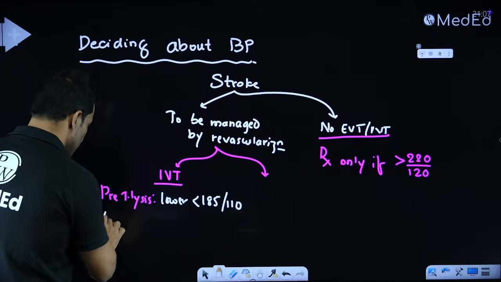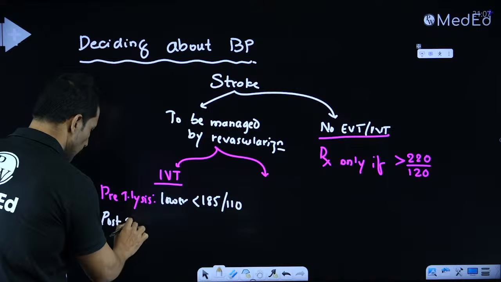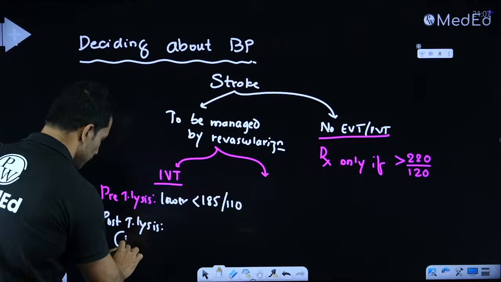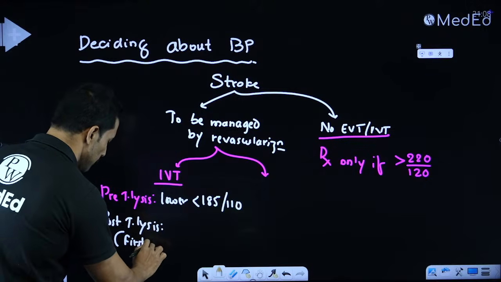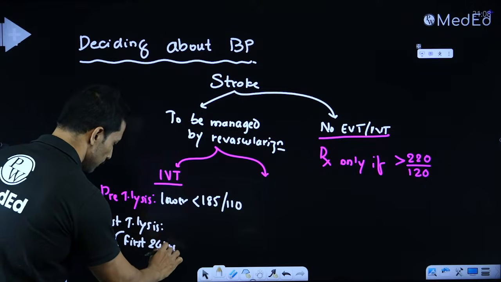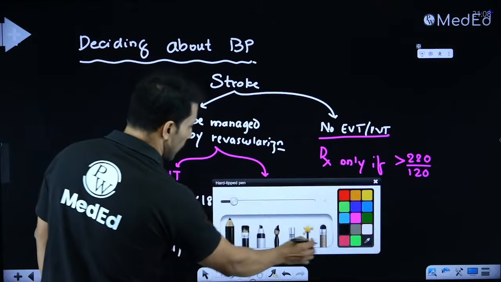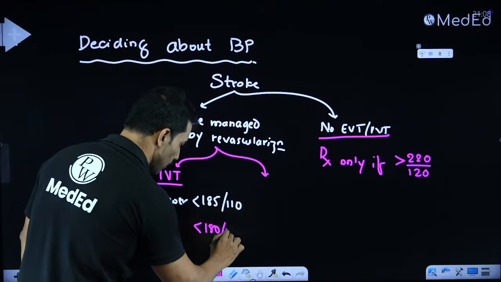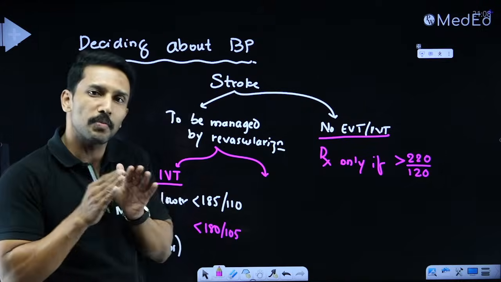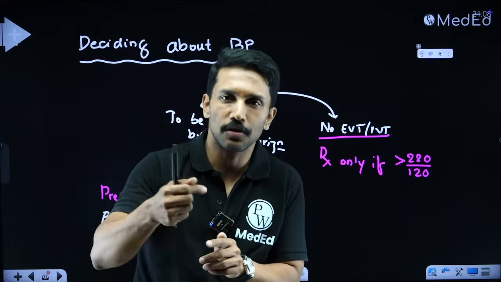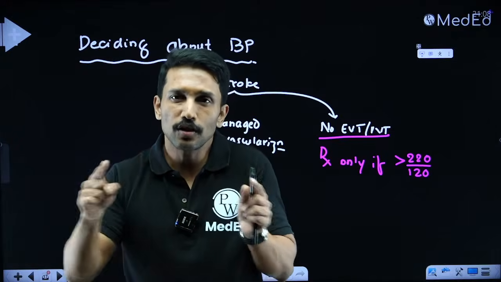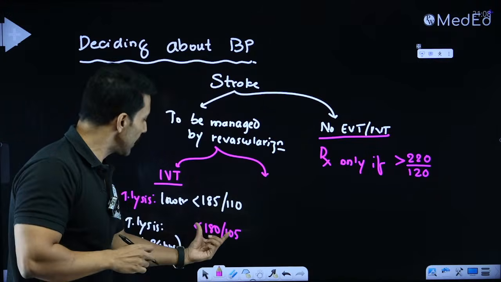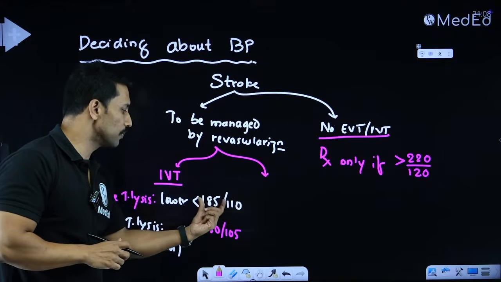But after thrombolysis, for first 24 hours, right? For first 24 hours, we need to still maintain lower blood pressure. Your target is to keep it below 180 by 105. So before thrombolysis, it should be less than 185 by 110. And once you administer the thrombolytic agent, for the next 24 hours to ensure that major bleeding doesn't occur, you have to keep it below 180 by 105, which is like subtracting 5 from systolic and diastolic.